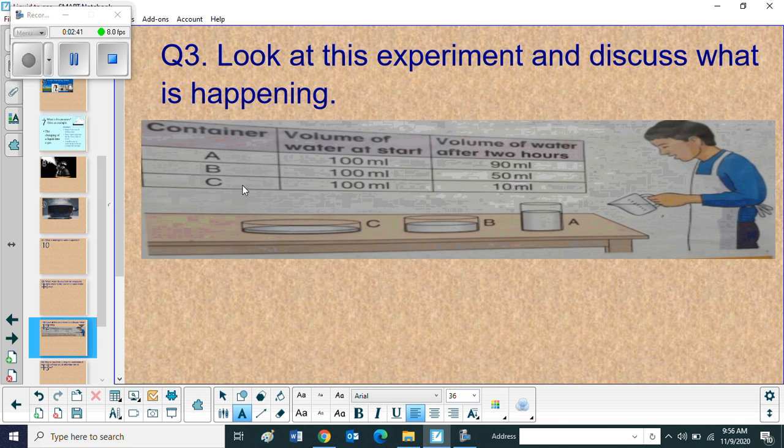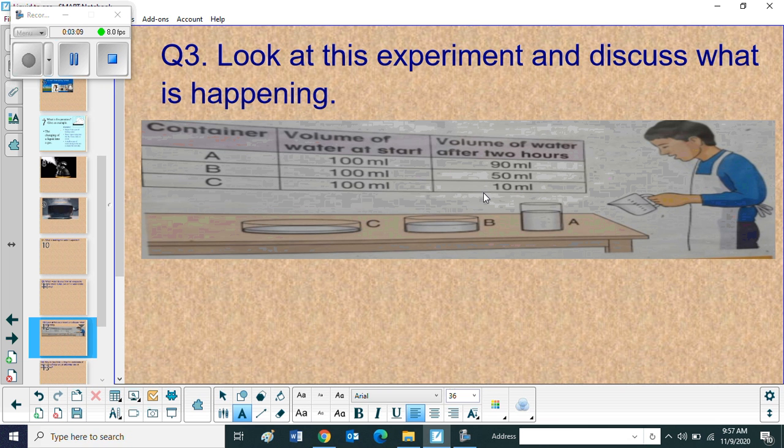So here you can see 3 containers A, B and C. The volume of water at the start is 100 ml. Then he is observing the volume of water after 2 hours. He noticed that in container A, the volume of water after 2 hours is 90 ml, in B it is 50 ml and in C it is 10 ml. Discuss what is happening here.